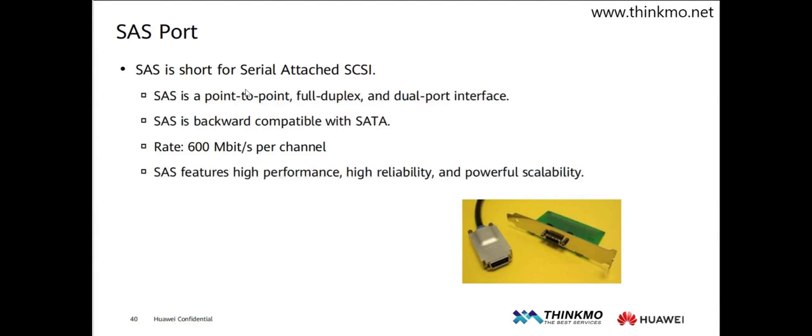SAS is a point-to-point full duplex dual-port interface. Point-to-point means it's like a dedicated channel built specifically for two devices, where data is transmitted without any interference from other devices. It mainly ensures the efficient and stable operation of our overall data transmission. Full duplex means that data can be transmitted in both directions simultaneously, like a two-way lane. In contrast, traditional interfaces are mostly unidirectional. Here, we have bidirectional transmission.